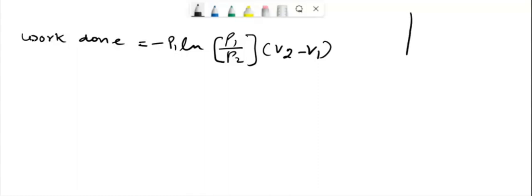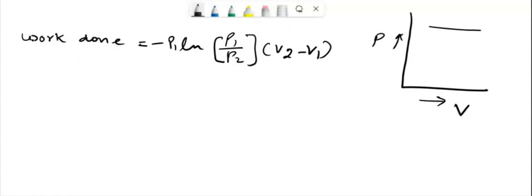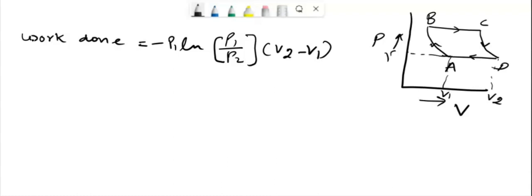So, first of all, we have to draw the PV diagram to solve this problem. On the vertical axis, the pressure is taken, and on the horizontal axis, volume V is taken. So, we can plot the PV diagram in this way. This cycle can be marked as the points A, B, C, D. Directions will be like this. This will be V1, this point will be V2, this point will be P1, and this point will be P2.